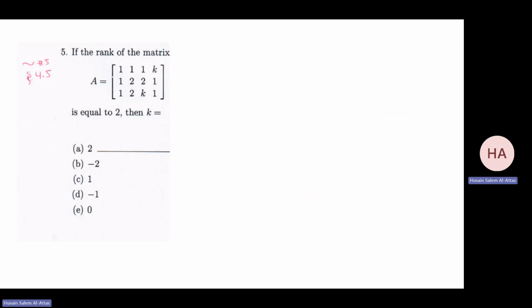Okay. If the rank is equal to 2, find K. We did something similar. Let me do it quickly. 1, 1, 1. This is K. Multiply by minus 1 and add, that is 0. By minus 1 and add, that is 1. Minus 1 and add, that is 1. Minus 1 and add, that will be 1 minus k. By minus 1 and add, that will be 0. By minus 1 and add, that will be 0. Oh, that will be 1. By minus 1 and add, that will be k minus 1. Okay. By minus 1 and add, that will be 0. Okay.